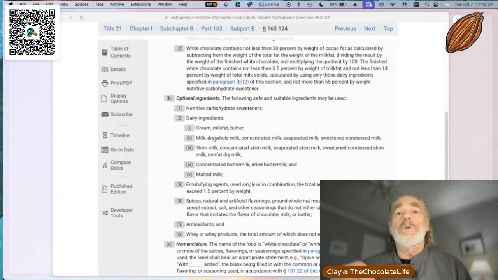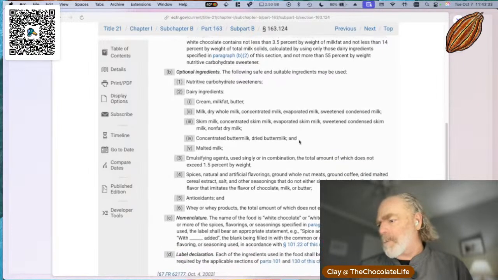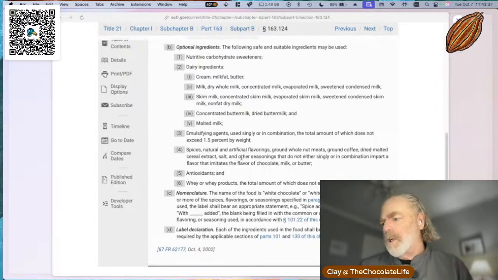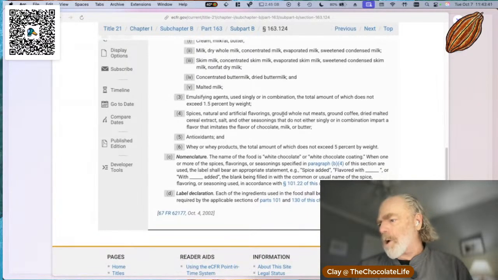So I could use butter oil, right? Or dehydrated butter in it, milk, dry whole milk, concentrated milk, sweetened condensed milk, skim milk, concentrated buttermilk, dried buttermilk, malted milk. This includes emulsifying agents, right? And spices, natural and artificial flavorings, ground whole nutmegs, coffee, anything that does not imitate the flavor of chocolate, milk, or butter. And those can be part of the ingredients in white chocolate.